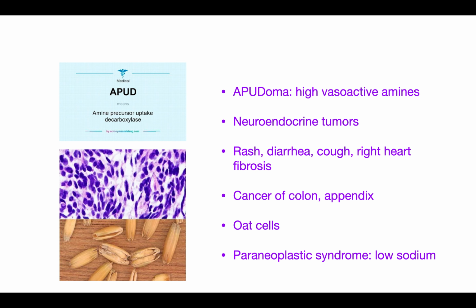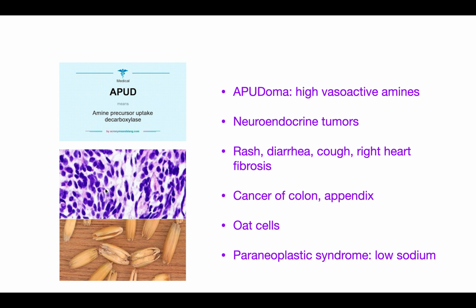Apudoma is going to be amine precursor uptake decarboxylase, and those are going to be very vasoactive amines, so they're going to be dilators. And those generally come from the neuroendocrine tumors. Those are going to present with a rash, diarrhea, cough, right heart fibrosis, and it's linked to the cancer of the colon and the appendix. The cells in these are going to appear as these like spindly oat cells.